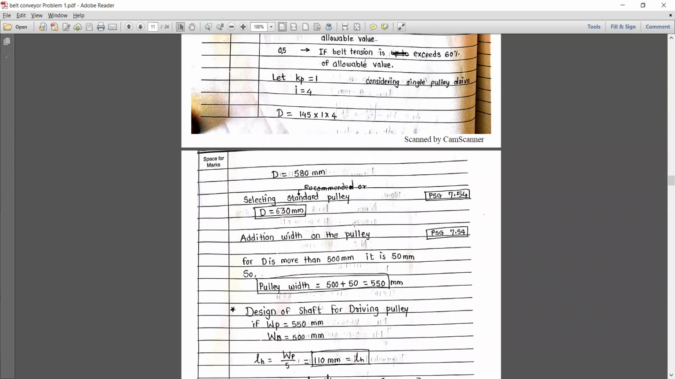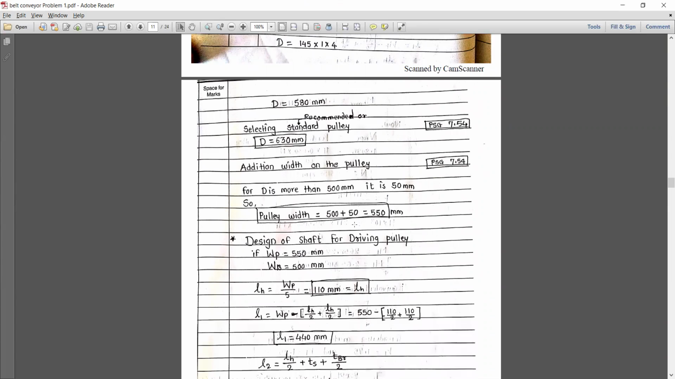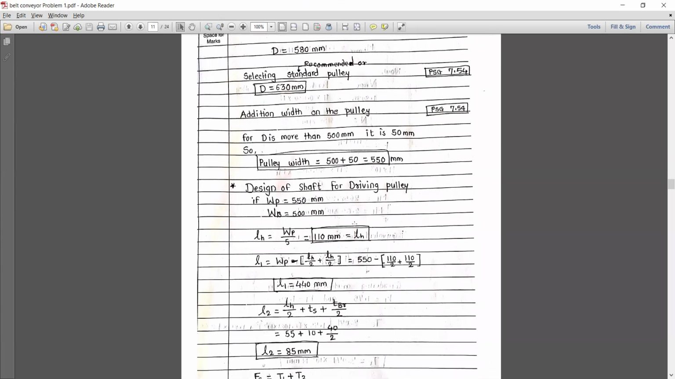So 145 into 1 into 4, what you get, the diameter of pulley is 580 mm, and the standard available pulley diameter, which is the recommended diameter, is 630, available in the PSG data book page number 7.54. So the additional width of the pulley, referring to page number 7.54, when the diameter is more than 500, is 50 mm. So belt width plus additional width is equal to pulley width, that is 500 plus 50, which is 550 mm.